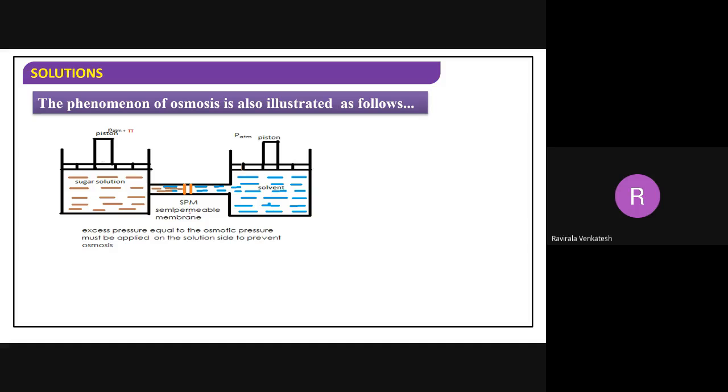This is a very beautiful example, beta. This is a semi-permeable membrane. This is sugar solution. This is solvent. Now, where do we have to apply the pressure? On the sugar solution or the solvent side? Where do we have to apply, beta?